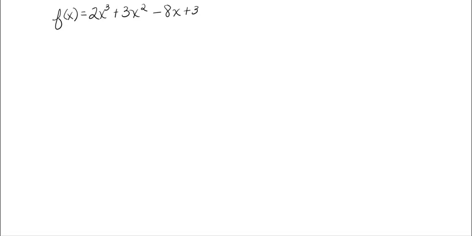Let's find all of the rational roots of f of x equals 2x to the third plus 3x squared minus 8x plus 3. So the first thing I'm going to do is find my factors of p right here. Find the factors of the constant term, which are going to be positive and negative 1, and positive and negative 3. Now I'm going to find the factors of my leading coefficient. The leading coefficient is 2. That's q. So that's going to be positive negative 1 and positive negative 2.